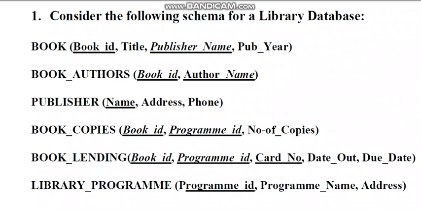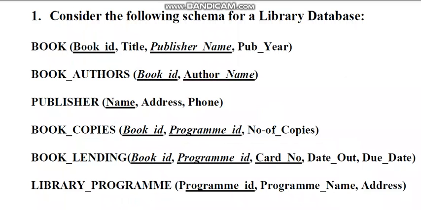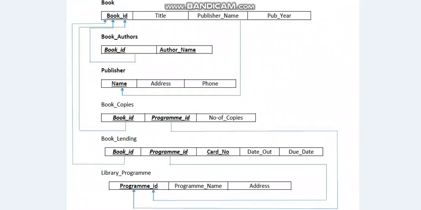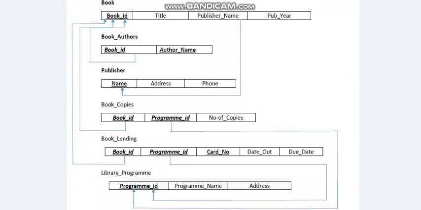So if you see here the book, we will draw the schema for this: book ID, title, publisher name, and publication year. Then with book authors, there is book ID and author name. So we have drawn that. In the same way, we have drawn the schema diagram for all the tables.